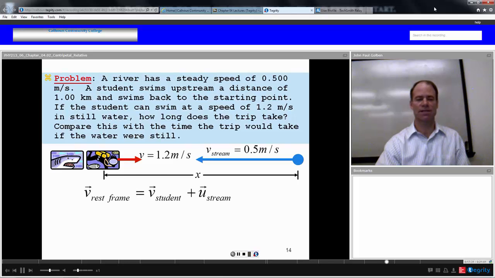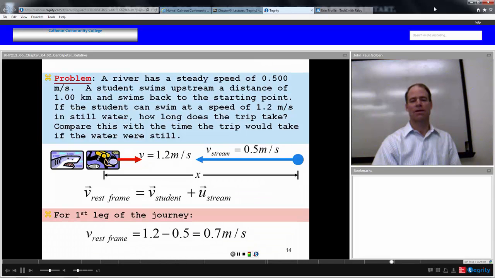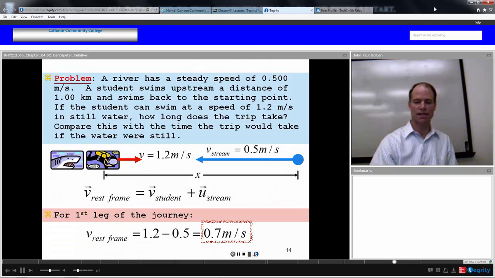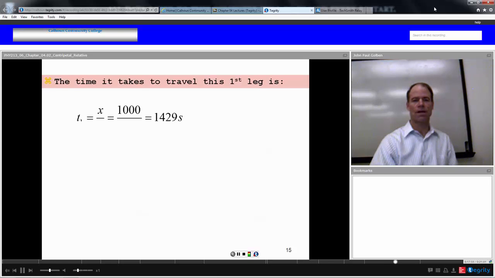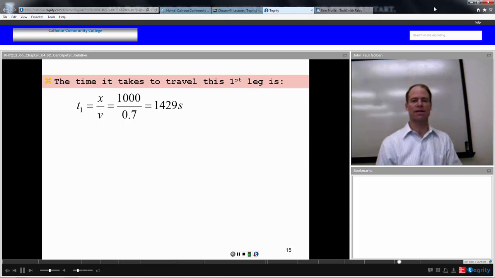So we're going to move some distance x, and we're going to do it at a velocity in the rest frame equal to the velocity of swimming, the velocity of the student, plus the velocity of the stream, which happens to be in the opposite direction. So the magnitude of this velocity will be 1.2 meters per second plus a negative 0.5, or 0.7 meters per second. And we're going to travel that whole distance. So the time it takes to travel this first leg of the journey, 1 kilometer, will be 1 kilometer divided by our speed, 0.7 meters per second, or 1,429 seconds to do it.